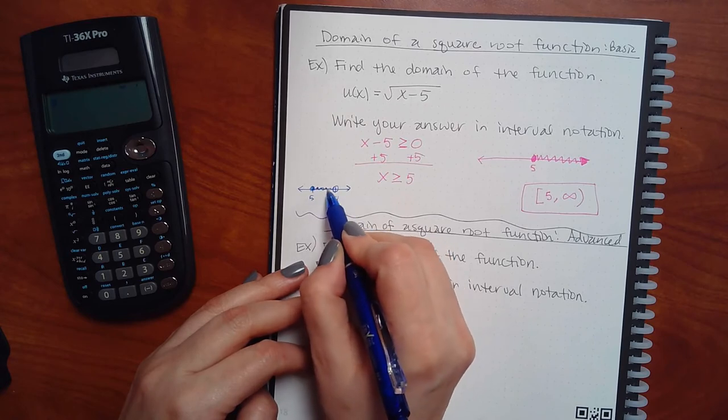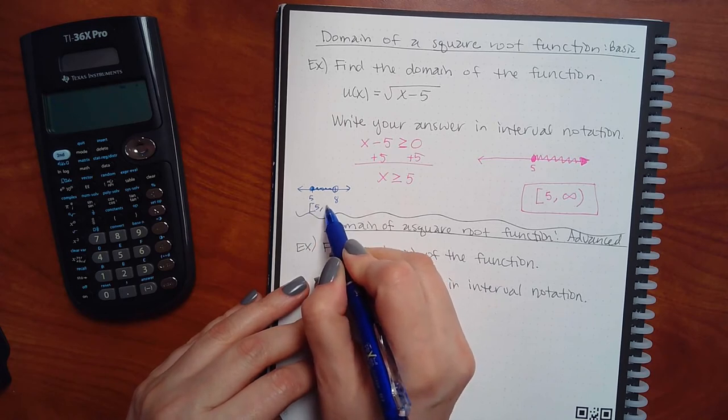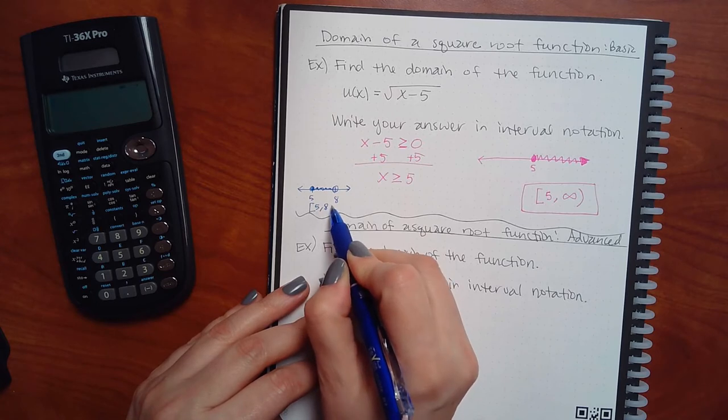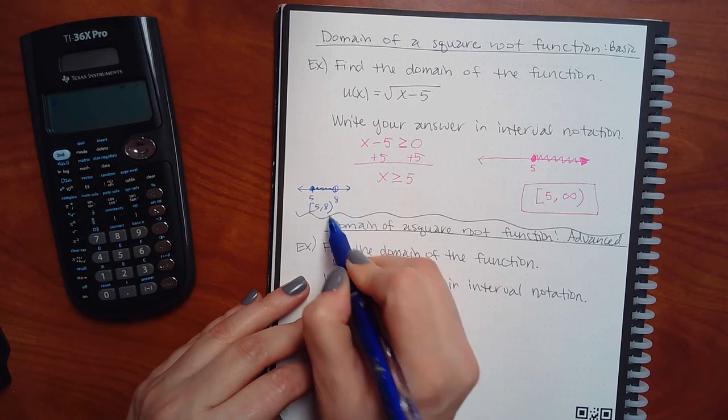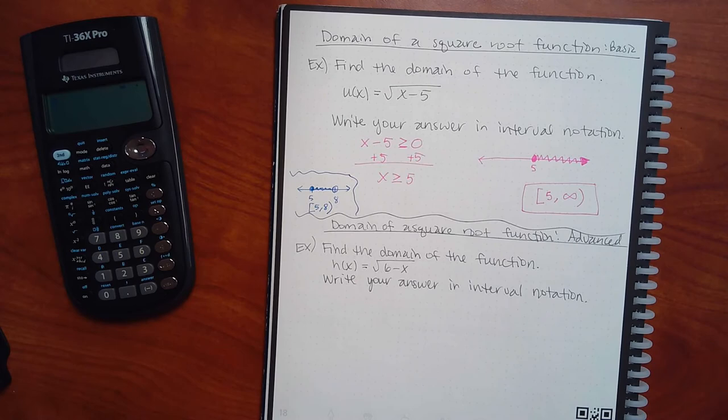So you still have your bracket on that side, and you would have five. And then, since you got an open dot, which doesn't include the number, would it just go to seven with the parentheses? No, it goes to eight. It goes to eight, but it's still going to be parentheses. But it doesn't include eight. Right, be careful with that. So it goes to that number, but doesn't include it.